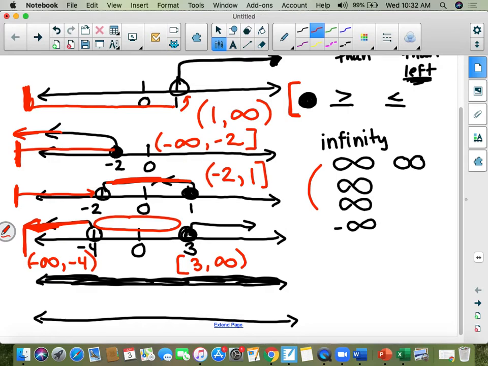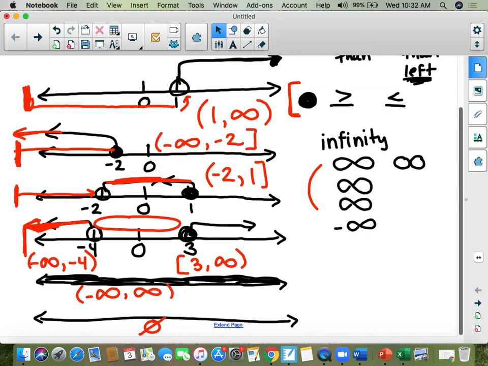The last two, notice that the whole thing is shaded in. That means all the answers are correct. I'm starting at negative infinity, and I'm going to positive infinity for the shaded region. On the last one, there's no answer. It's an open circle with a line through it, which most of you know means no solution. So I'm just going to give you a worksheet on interval notation so you can practice.